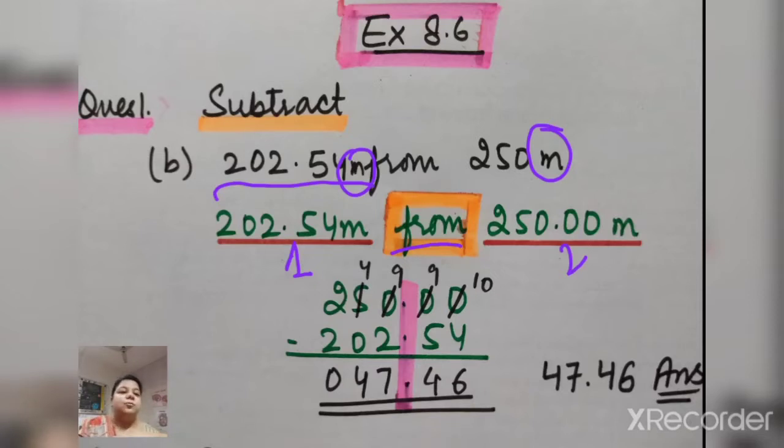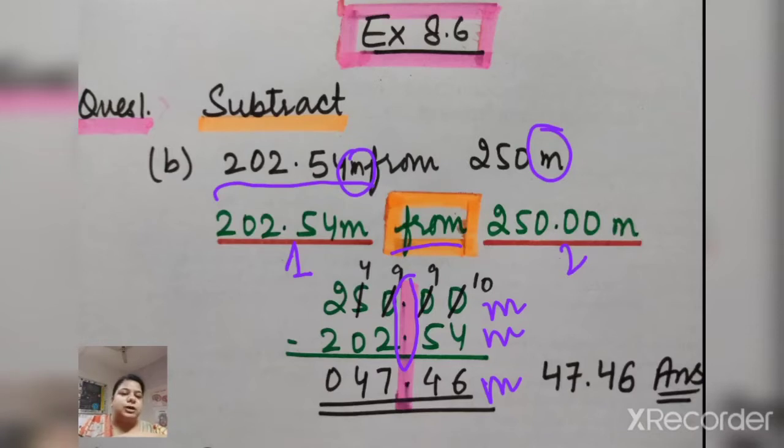Okay, from the number means 250 comes at first place, minus 202.54 meters, right? So we have done it earlier also, how to subtract the decimals. This is the meters we are going to subtract. So 250 can be written as 250.00 and 202.54. We have converted them into like decimals, and again decimal below the decimal should be there, and you have to subtract as usual.